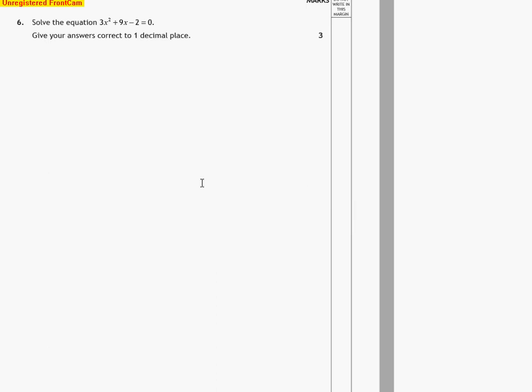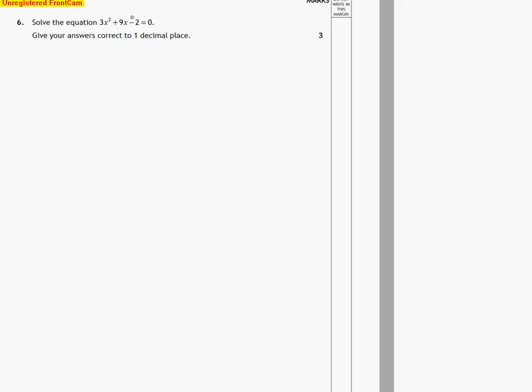Question 6. Solve the equation. Okay, so a lot of folk might look at this and think, well, I'm going to start factorising, which isn't wrong. It's technically what we are going to do, I suppose. But the thing to notice here, it does say one decimal place, okay? And that makes you think, well, probably won't be a simple factorisation, will it?